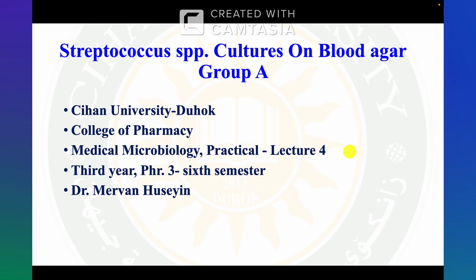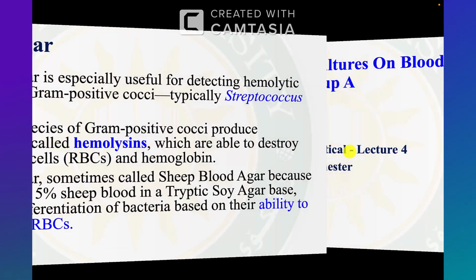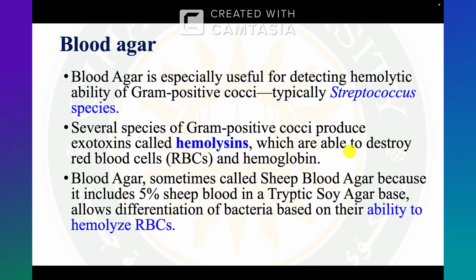Today I'm going to explain and show you the culturing of Streptococcus on the blood agar. So blood agar is a general and selective media. It is a general media for all microorganisms. I mean, even fungi like Candida and bacteria can grow on the blood agar.